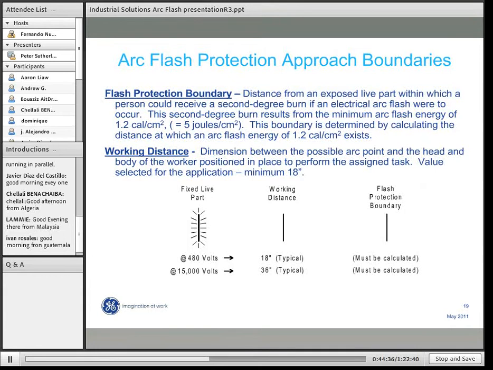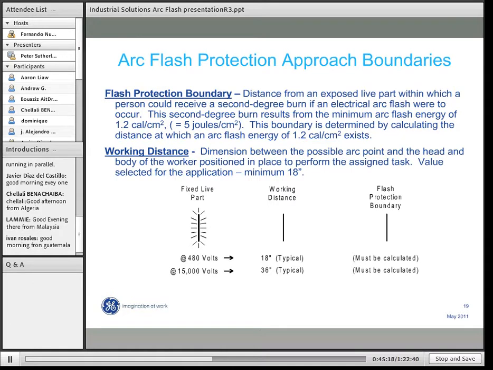And for arc flash protection, there are two boundaries. The first one is the flash protection boundary, and this is the distance where a person could receive a second-degree burn if there was an arc flash occurring. And this is considered to be 5 joules per square centimeter or 1.2 calories per square centimeter. And within this distance, you need to wear the personal protective equipment.